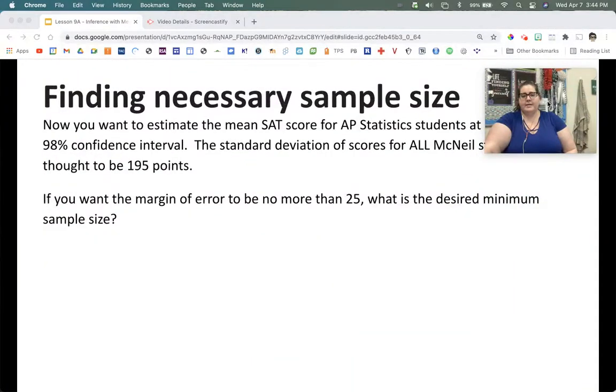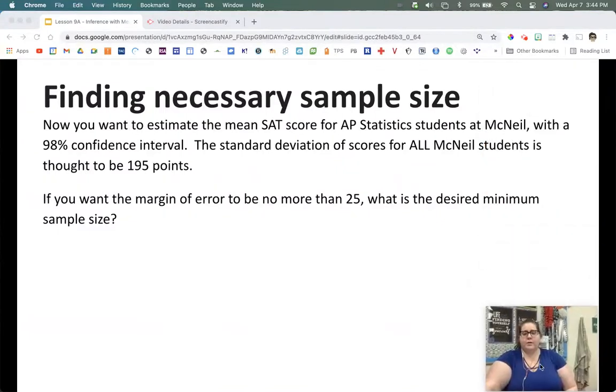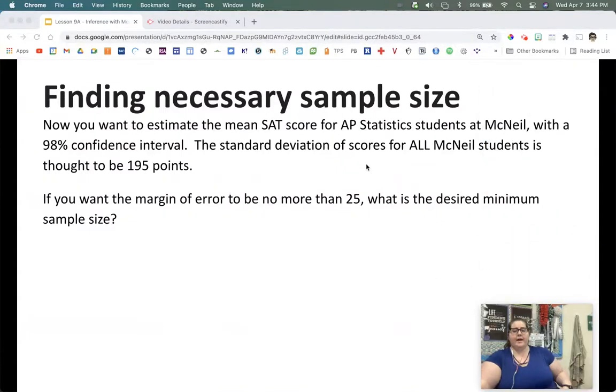So just one more example of that. Suppose we want to estimate the mean SAT score for AP Stat students at McNeil with a 98% confidence interval. The standard deviation of scores for all McNeil students is thought to be 195 points. If we want the margin of error to be no more than 25, what is the desired sample size?